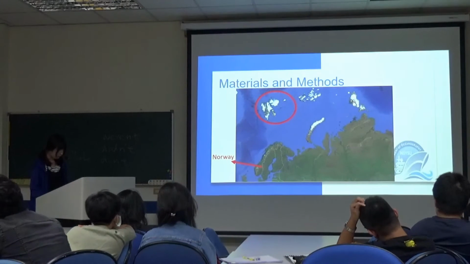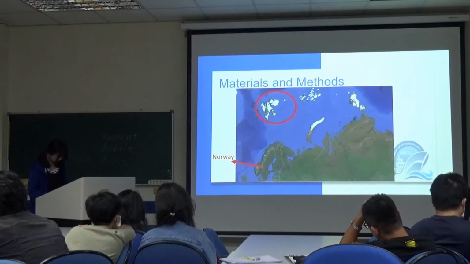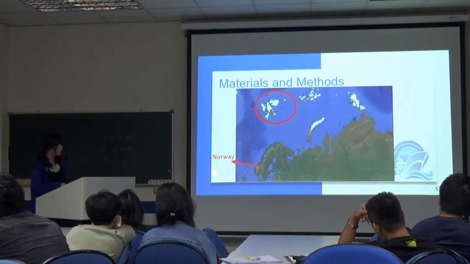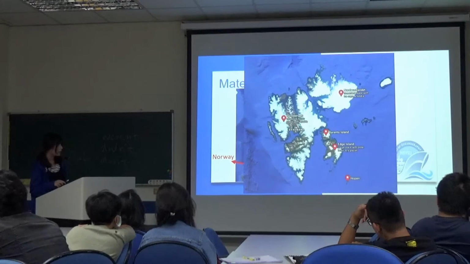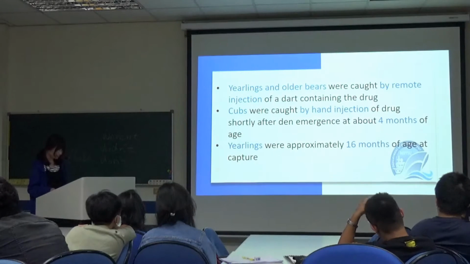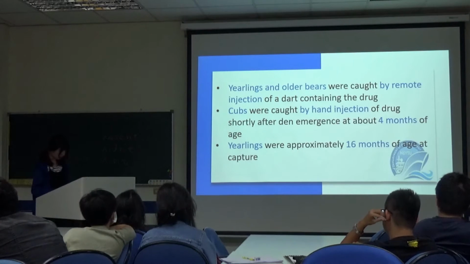Next, let me introduce the materials and methods. The research site is the North Island of Norway, and five points are located on the map in this paper. We caught three different stages of polar bear: cubs, yearlings, and older bears.